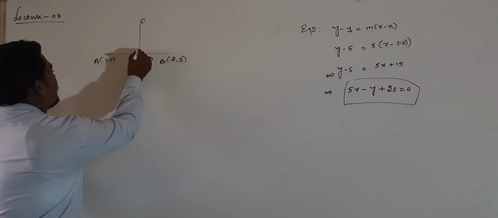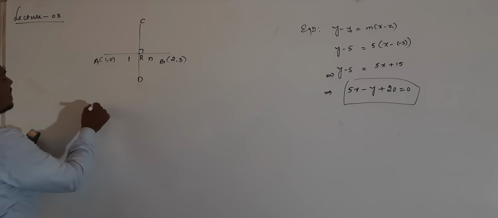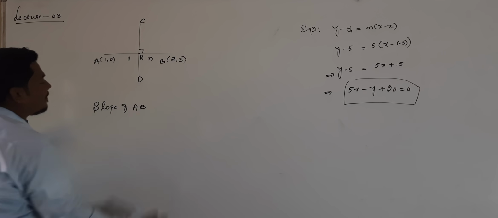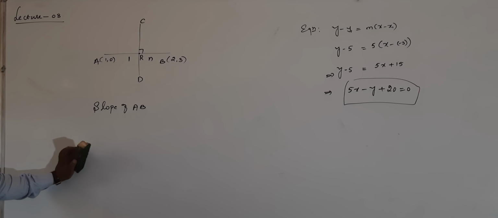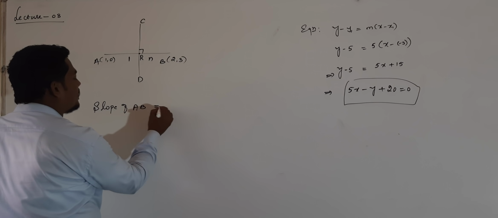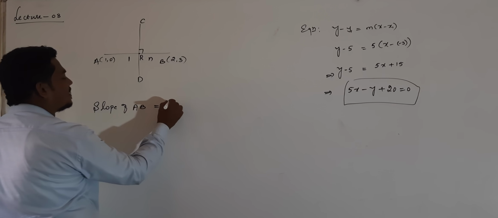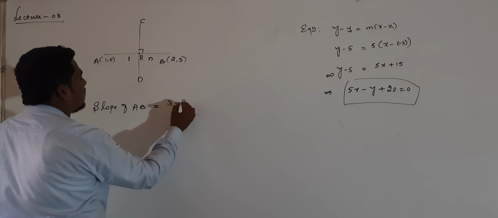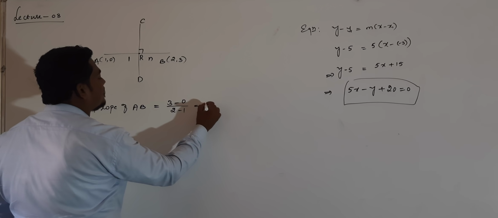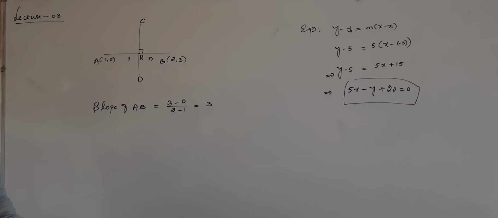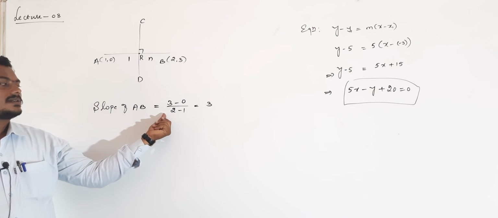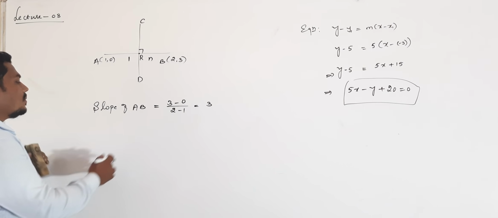Then our required line is perpendicular to AB line. Then first find the slope. What is the slope of AB line? Tell me the slope of AB line. By using the 2-point formula, slope of line joining 2 points, that is y2 minus y1 divided by x2 minus x1, that is 2 minus 1, that's equal to 3 only. First find slope of AB. AB slope is 3. Then tell me what is the slope of CD.